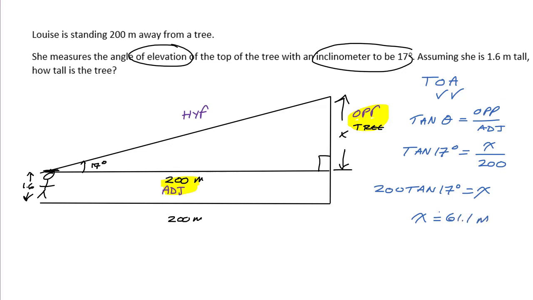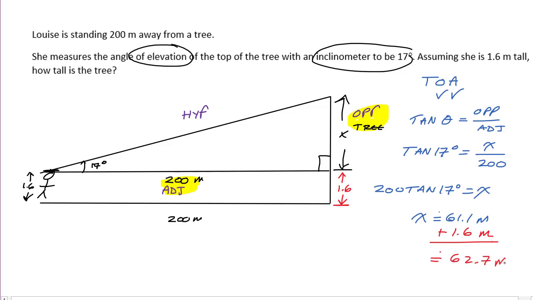Meters. Now, the only thing missing from the question is this piece right here, which is the height of Louise, 1.6. So the tree, we're just missing that extra little bit of height there. So all we have to do is add 1.6 to that, and we're good. So 61.1 meters plus 1.6 meters, the height is approximately 62.7 meters. So it was a pretty simple question.